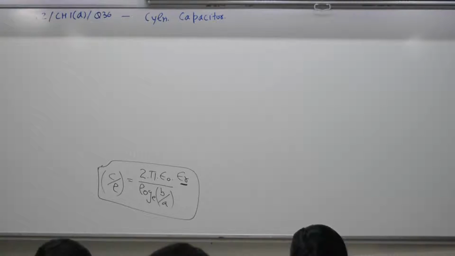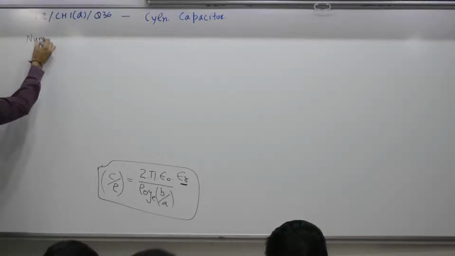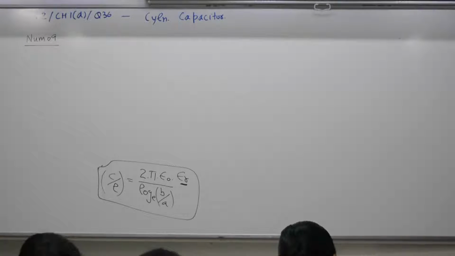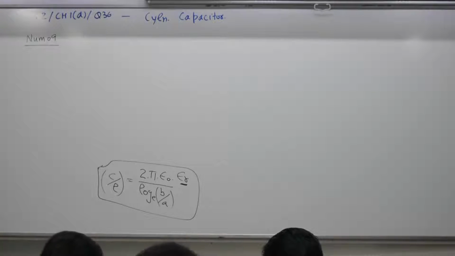Numerical number 9. A cable consists of a wire 3 millimeter in diameter, insulated with 3 millimeter thick dielectric of relative permittivity 10. Calculate the capacitance of 1 kilometer length of the cable.